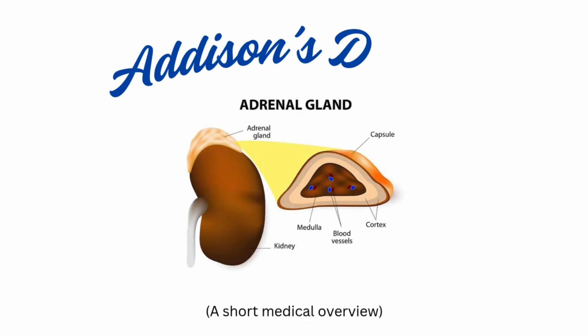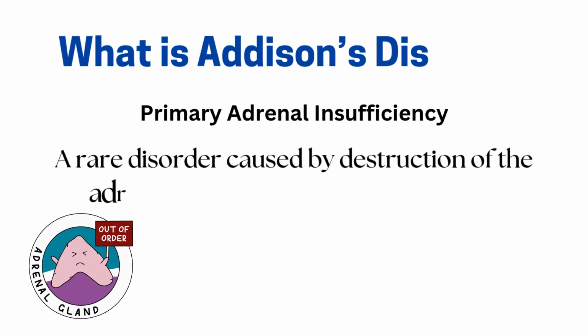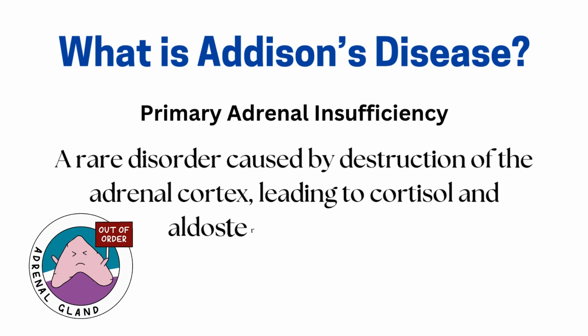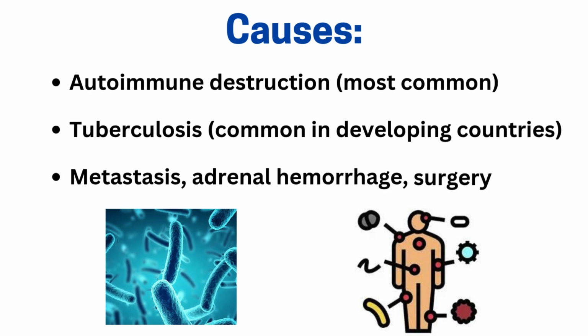Welcome. In this video, we'll explore Addison's disease, its causes, pathophysiology, clinical features, and management. Addison's disease, also known as primary adrenal insufficiency, occurs when the adrenal glands fail to produce enough cortisol and aldosterone. The most common cause is autoimmune destruction of the adrenal cortex. Other causes include infections like tuberculosis, metastasis, or adrenal hemorrhage.